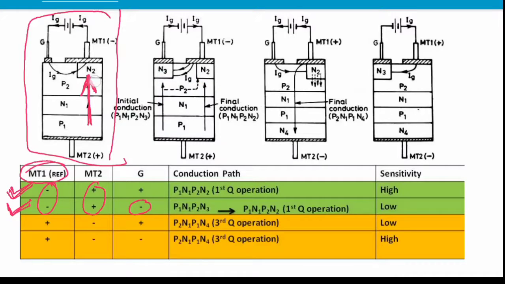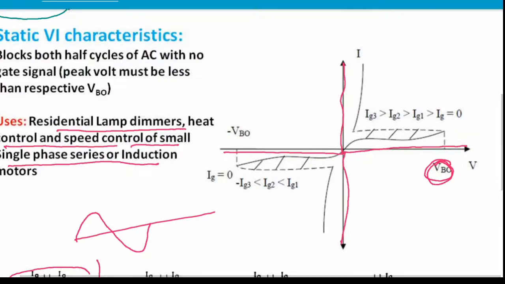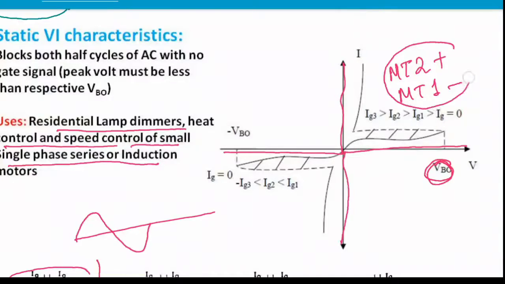So in this condition, when MT2 is provided positive potential with respect to MT1, the final conduction path is always P1 N1 P2 and N2. This is the final conduction path. This may be asked in the exam: what is the conduction path? This is the first quadrant operation, because here MT2 is positive with respect to MT1.